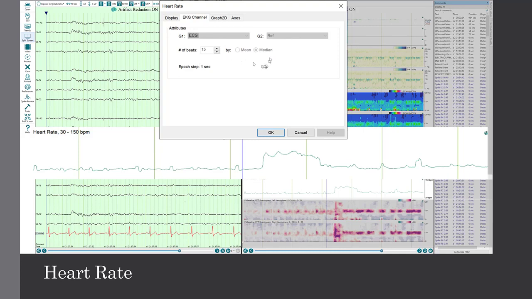But the basics: we give it the channels, and by default, we're going to average the number of beats. They average the last 15, step it 1 second per epoch, and the output of that is heart rate. This is an algorithm that's been optimized for use in the EEG environment. So that's a place where we can expect a fair amount of artifact, but ideally we want to have as clean of an EKG or ECG signal as we can get. But it is, again, optimized for this sort of recording environment.